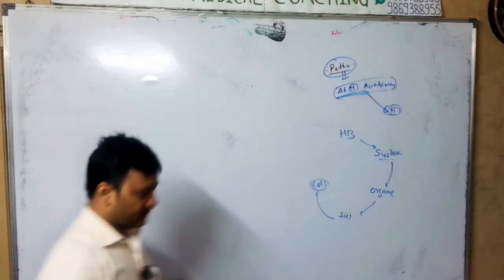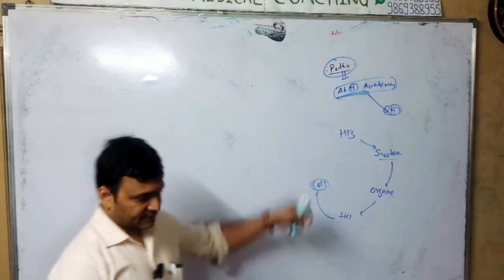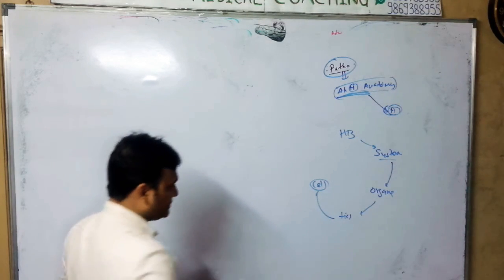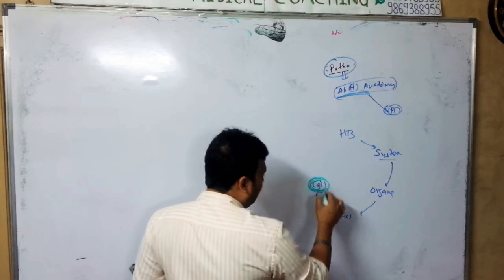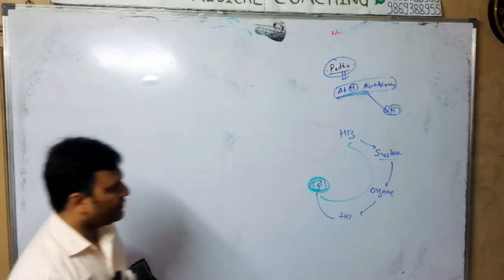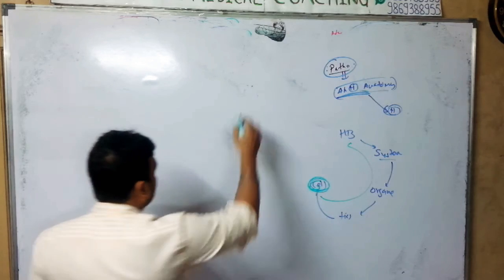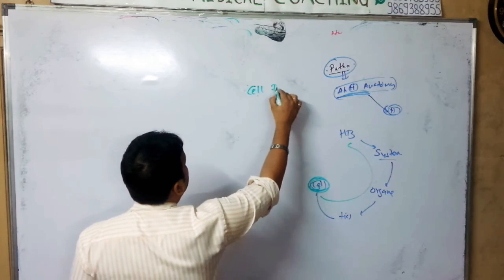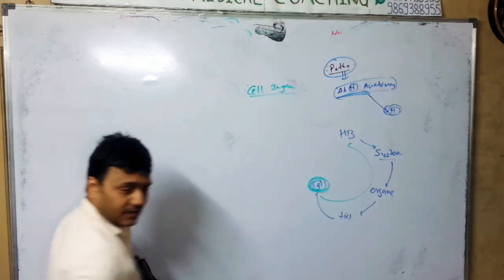So the first topic we would learn about is the cells, because when we study cells, indirectly we study systems and organs. So the first topic in pathology is cell injury. Right? Cell injury is the first.